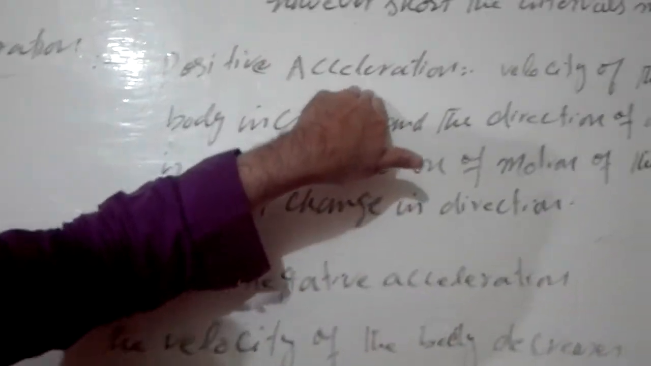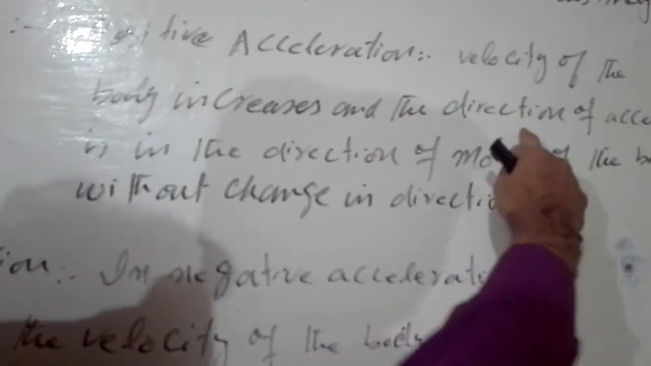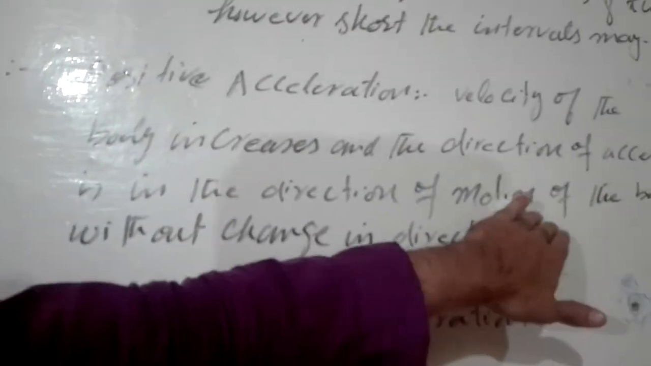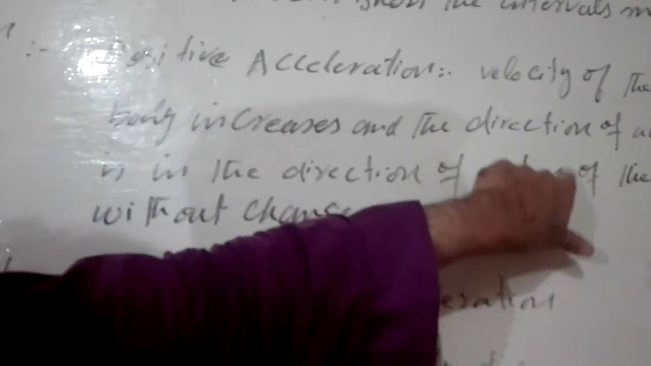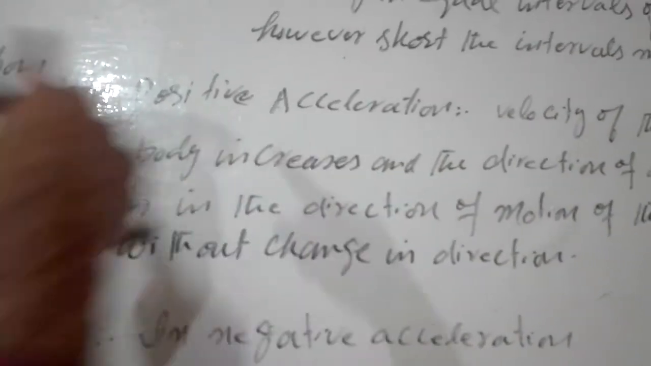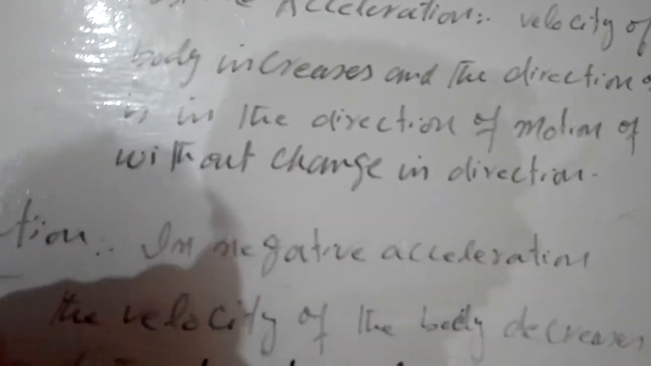In positive acceleration, velocity of the body always increases, and the direction of acceleration is in the direction of motion of the body. Meaning, in whichever direction the body is moving, the direction of acceleration is also the same. Then that acceleration is known as positive acceleration. Always remember one thing: whenever there is positive acceleration, there is no change in direction. You also have to keep this in mind.